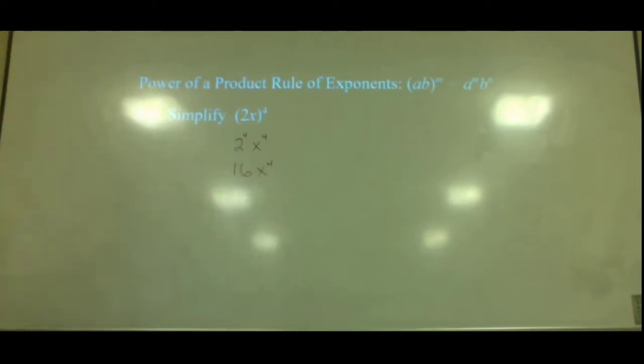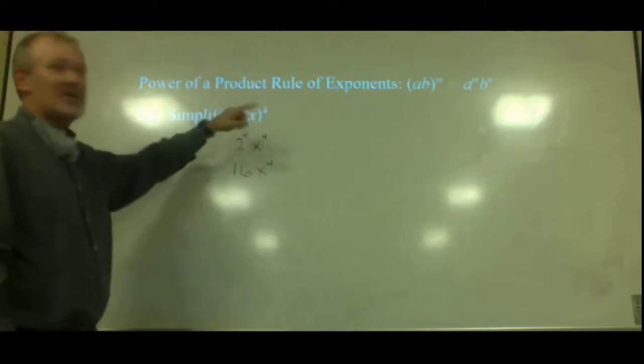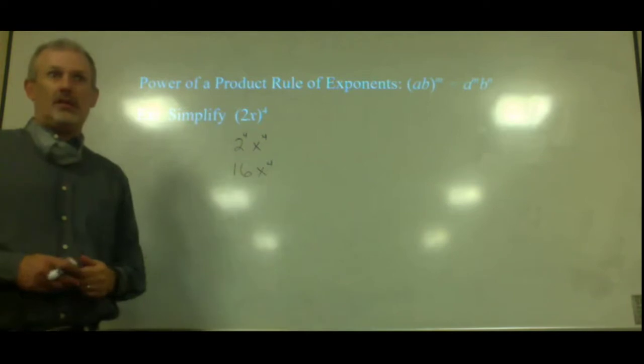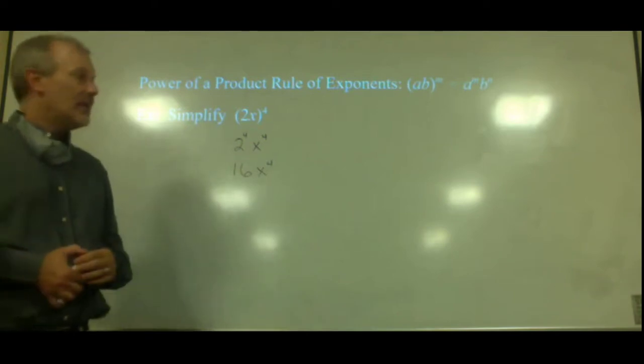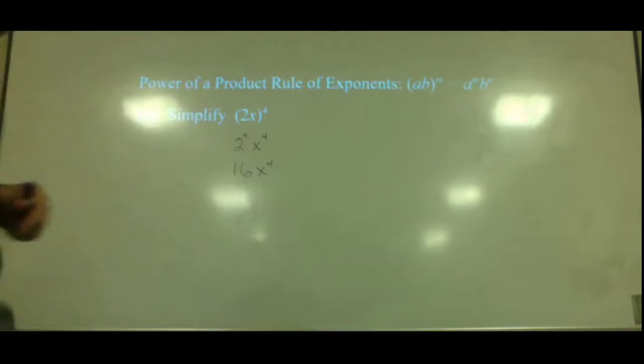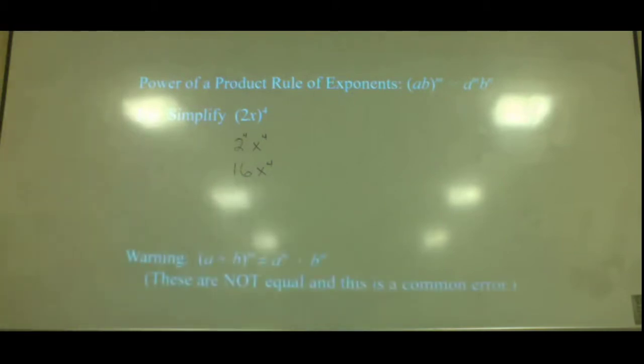Now, you could use the definition, 2x times 2x times 2x times 2x, and then multiply all the 2's together and get 16, and then multiply the x's together and get x to the 4th. So you could do the definition. It's just unnecessary because we can use our rule. Okay? Now, like I said, this one is one we have to be a little bit careful of, and here's the reason. You can see it on your paper, but we have to be very careful.